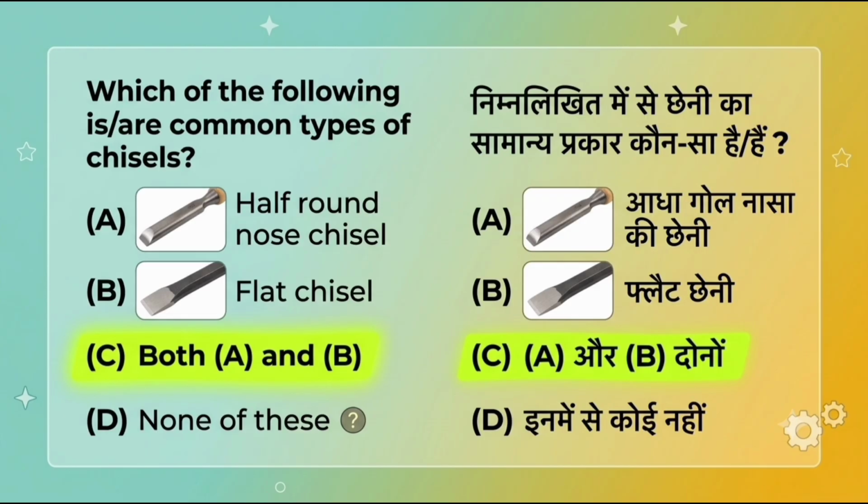Now move to the next question. Which of the following is or are common types of chisels? The correct answer is option C, that is both are correct answers: half round nose chisel, flat chisel.